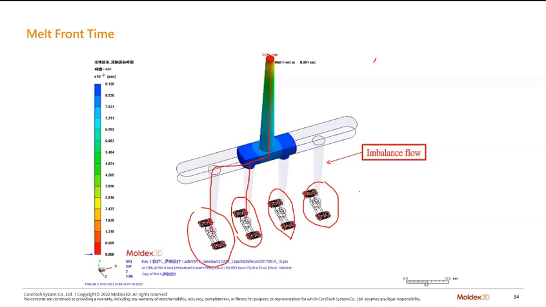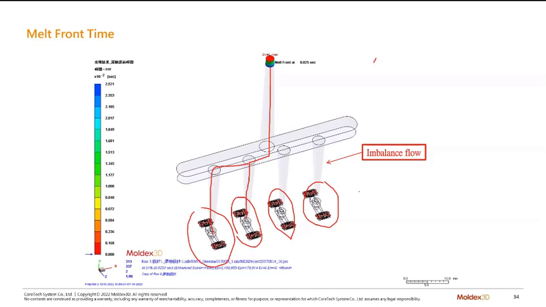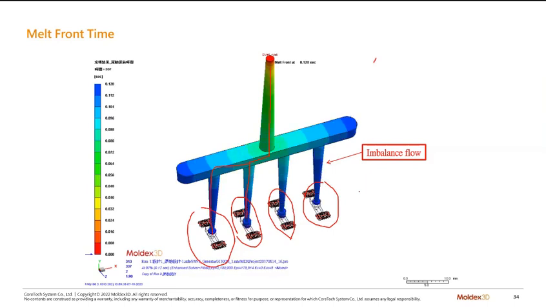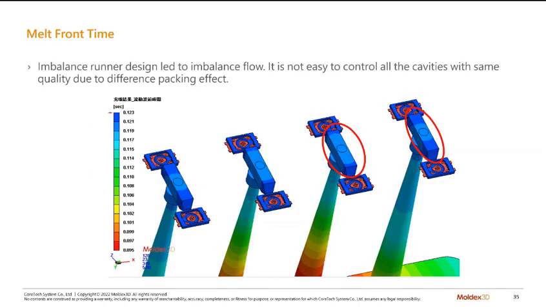And this component is a very thin design, so it should be very sensitive to the temperature distributions. So if they want to make the quality in each cavity the same or similar, they need to change their runner design to a balanced design. Okay, you can see that here, this one goes fast, and the outside goes later.